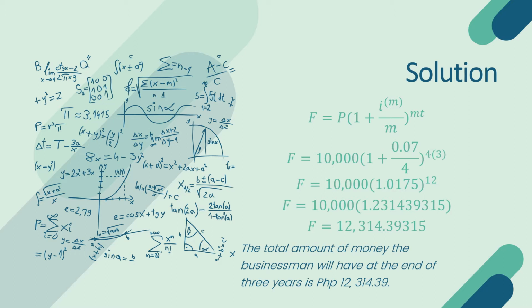F is equal to P times the quantity of 1 plus i raised to m over m, raised to mt. Substituting our given values, we get 12,314.39315. Therefore, the total amount of money the businessman will have at the end of 3 years is 12,314 pesos and 39 centavos.